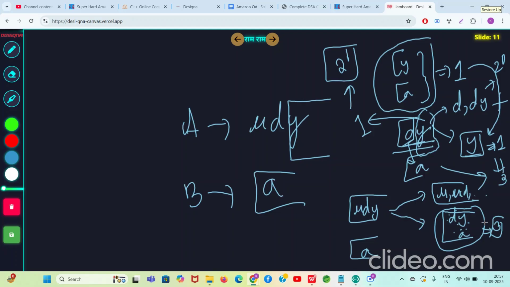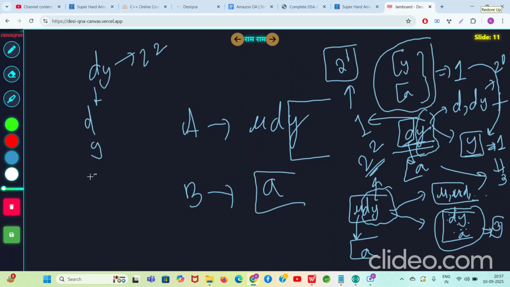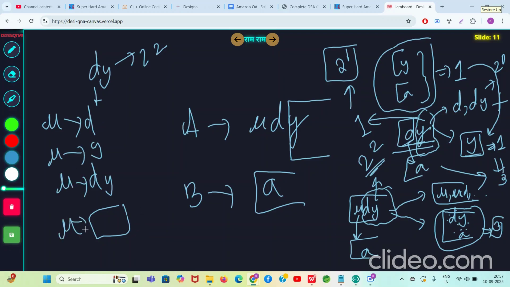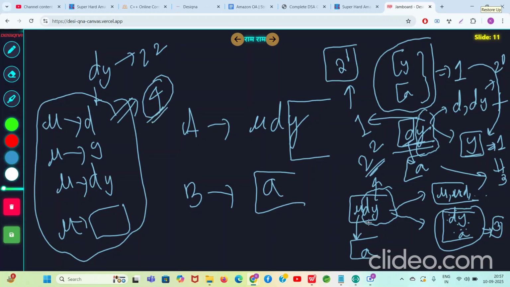First part of the subsequences, u is strictly greater than a, bro. So just check how many characters are there after u. There are two characters. So 2 raised to 2 subsequences can be made out of dy, which are dy, and empty. Now all these 4 subsequences can be joined with u: ud, uy, udy, and u with empty, nothing, only u. And these 4 will be the correct subsequences strictly greater than a. So 4 from the upper part and 3 from the lower part. 4 plus 3, 7.